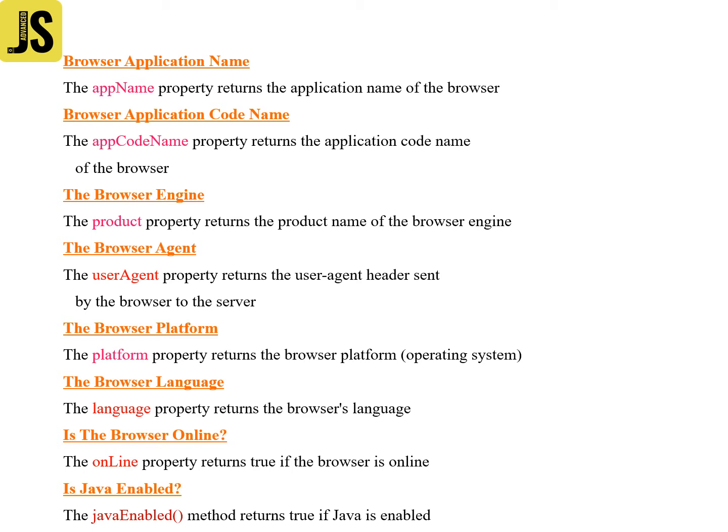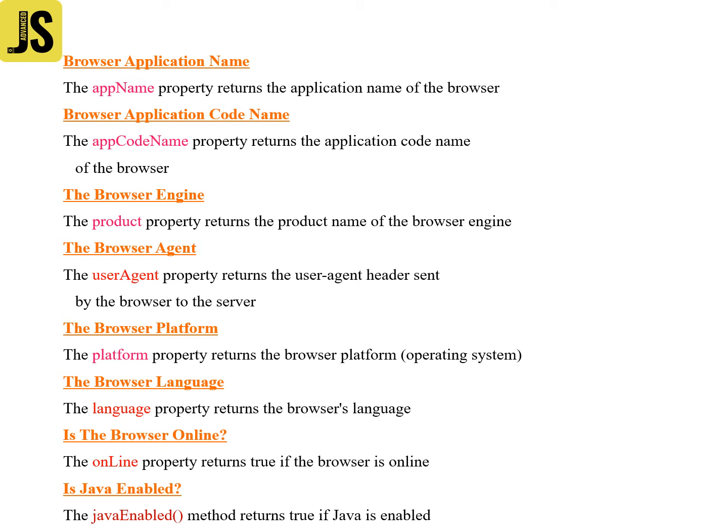The next is the browser platform. In order to access the browser platform, we have a property called the platform property. The platform property returns the browser platform. That means on which operating system the corresponding browser works. The browser language. By using the language property, it returns the browser's language. So we can access the language property using any window object. It retrieves the corresponding language used by the browser.